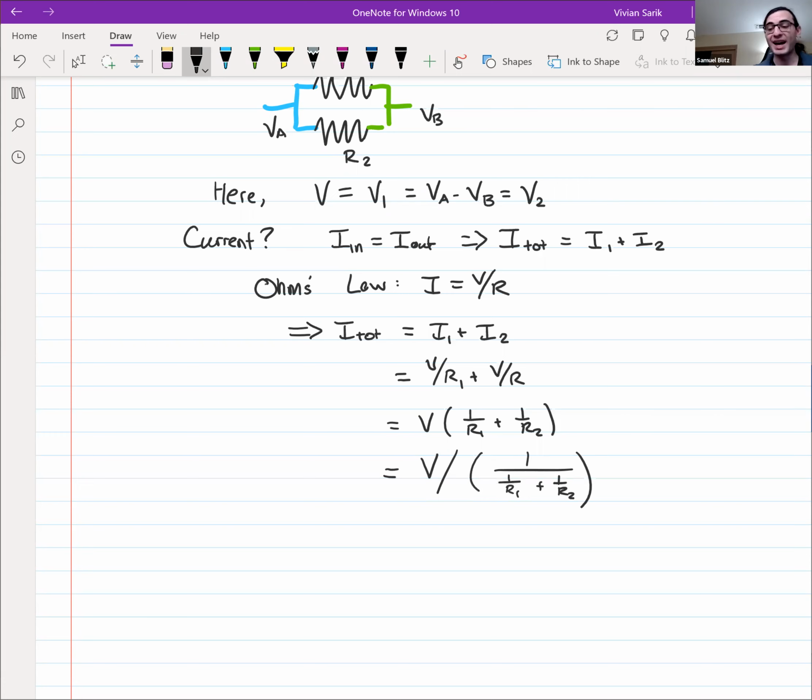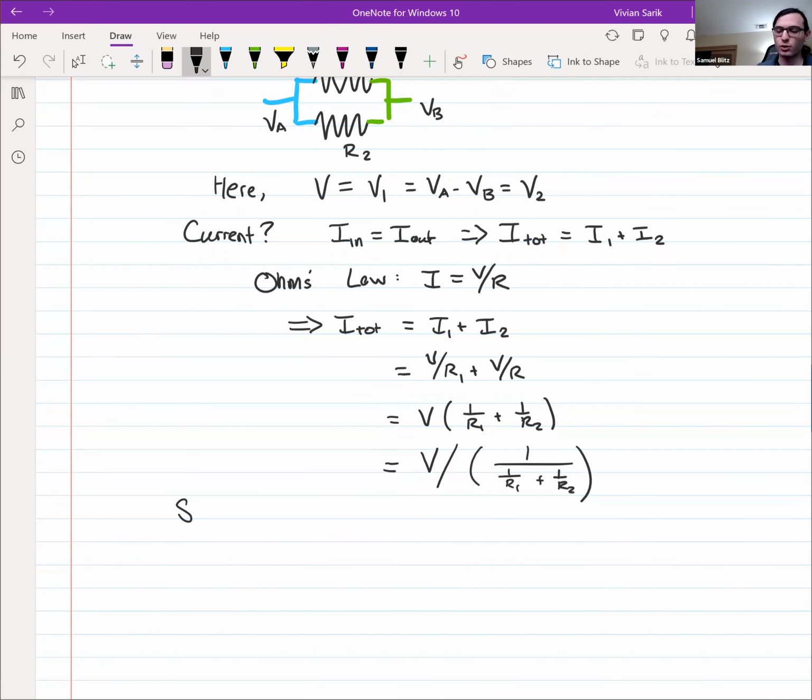And so we have now that I total is equal to the voltage divided by a number. And so that number would have to be the equivalent resistance. And so we get that the equivalent resistance, for two resistors in parallel, is 1 divided by 1 over R1 plus 1 over R2. And this is for parallel resistors.